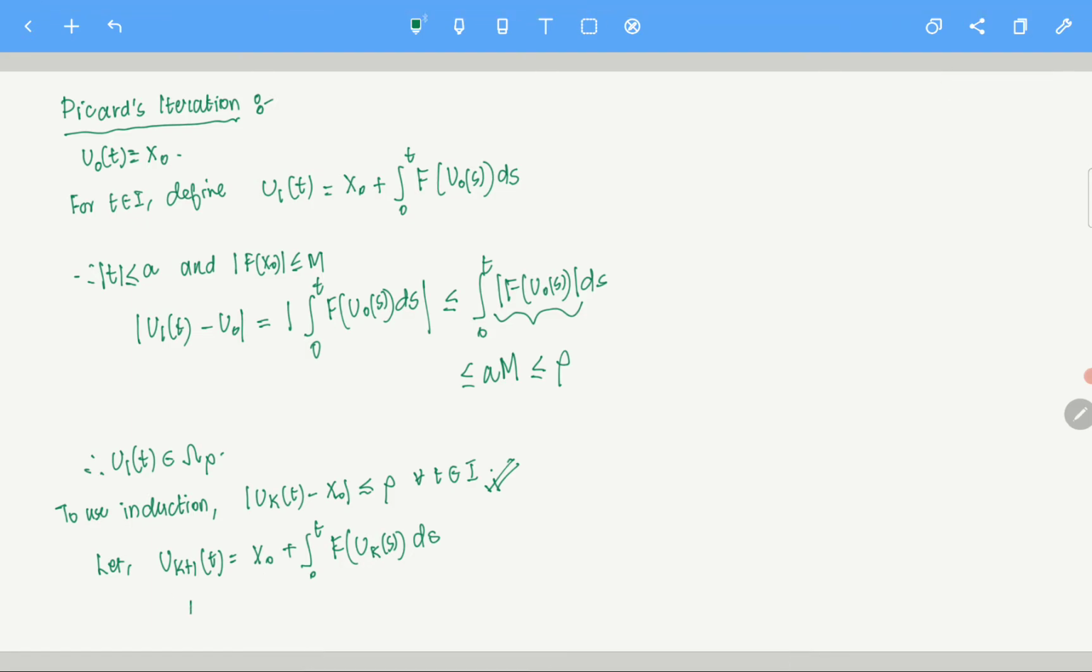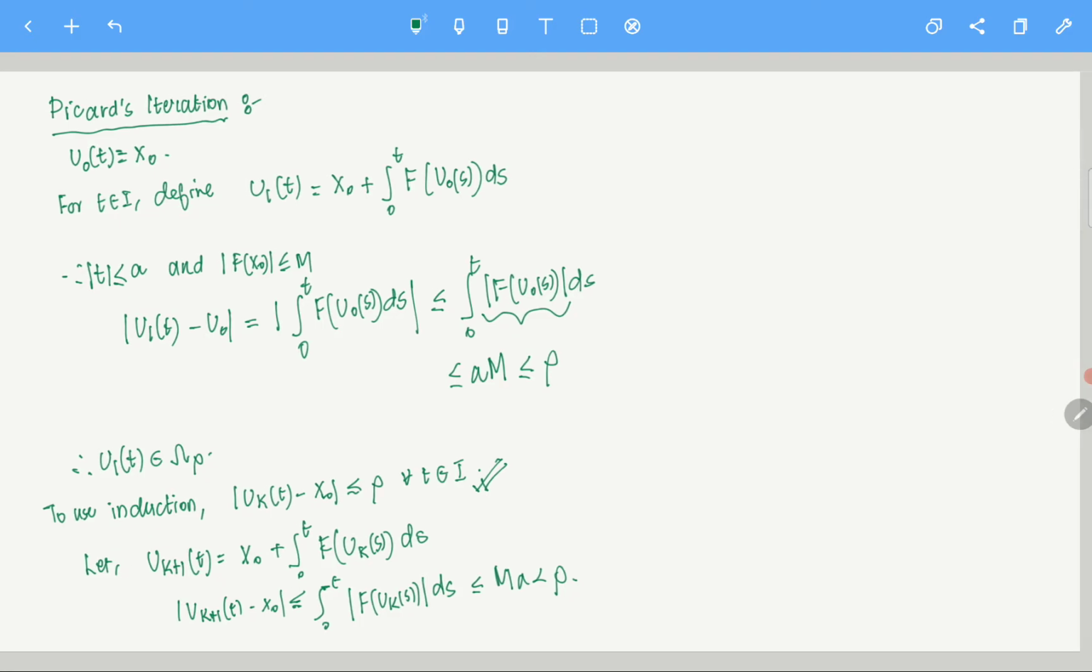So |uk+1(t) - x naught| is less than or equal to the integral from 0 to t of the norm of F of uk(s) ds. Clear? That is true. There is nothing much to do here. So we get M times t, sorry, M times a, since t can be dominated by a, which is again less than rho. The exact same thing will work.